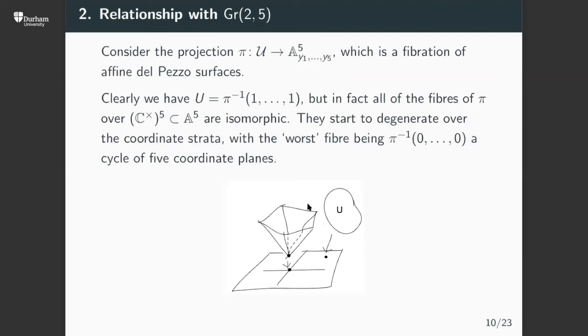So I'll see something similar in the dimension 3 case. I just want to bring that up, but this is related to the theory of toric degenerations of this surface U. And anyway, let me move on and talk about the dimension 3 case.